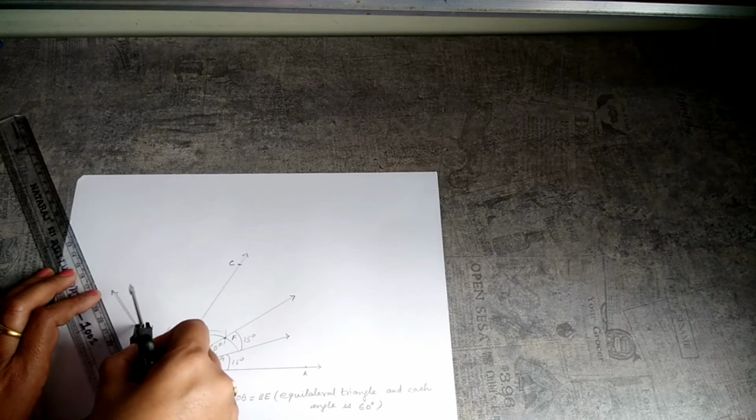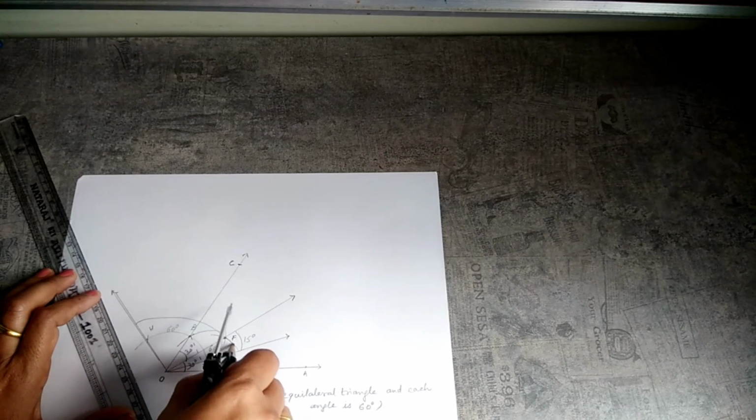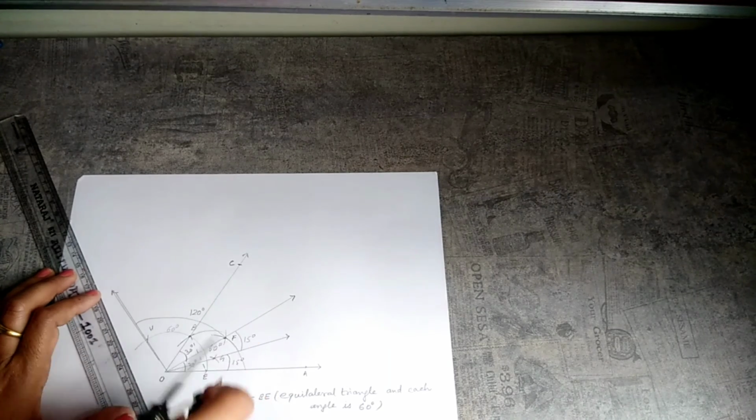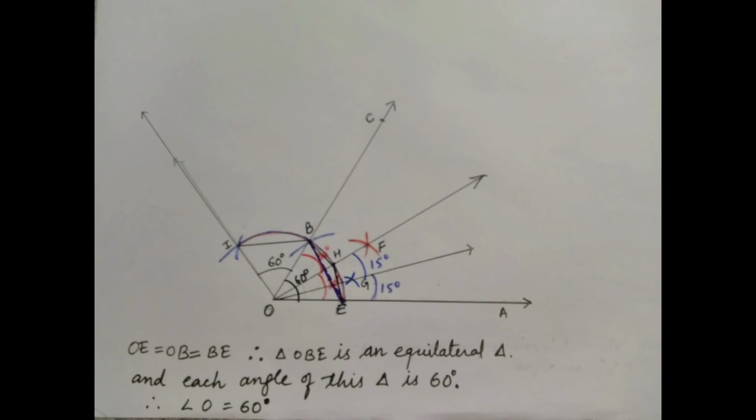So we have learned the construction of angle 60 degree, 30 degree, 15 degree and 120 degree. Here you can see the final image of all these constructions we have done.